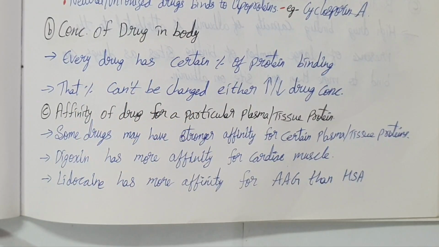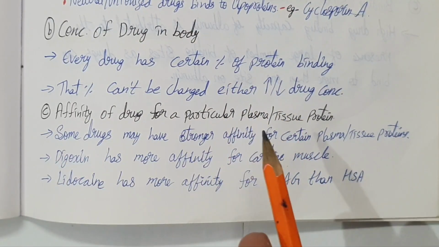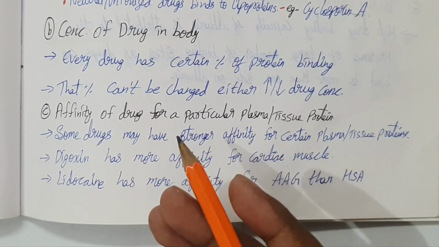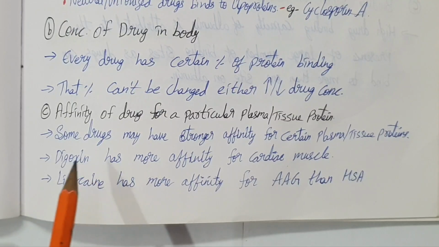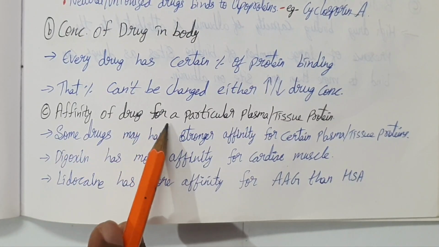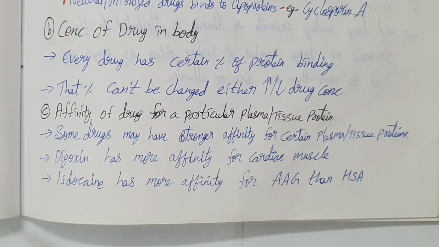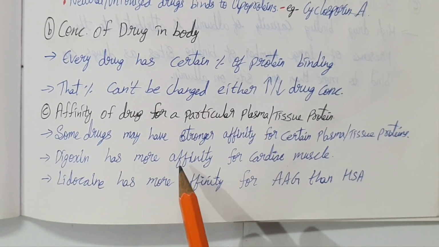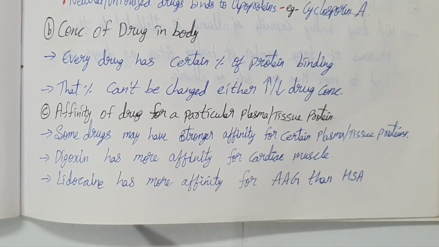Concentration of drug in body. Each drug has a fixed percentage of binding. Once the binding sites are saturated, excess drug remains free in plasma. Then we have affinity of drug for a particular plasma or tissue protein. Some drugs prefer specific proteins or tissues, like digoxin binds strongly to cardiac muscles, while lidocaine has higher affinity for AAG than albumin.